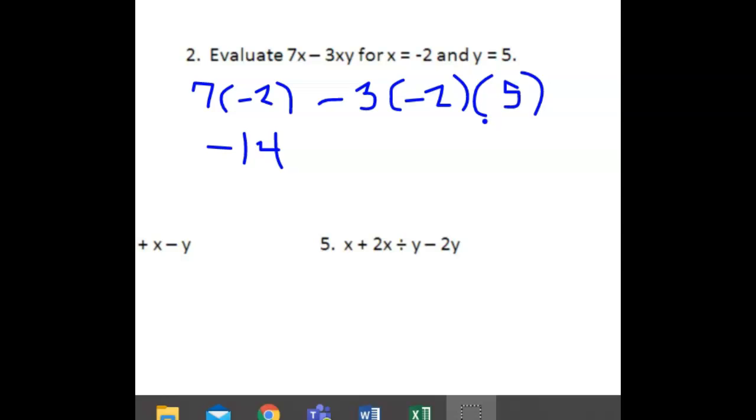And then you have the choice. You can take a negative times a negative or keep it subtraction. So if you keep it subtraction, you're multiplying 3 times negative 2 times 5, which gives you negative 30. And then you'll see you have the minus, or the positive. And 30 minus 14 is 16.